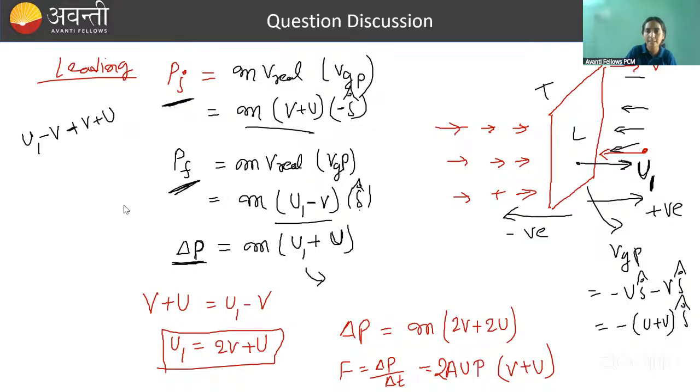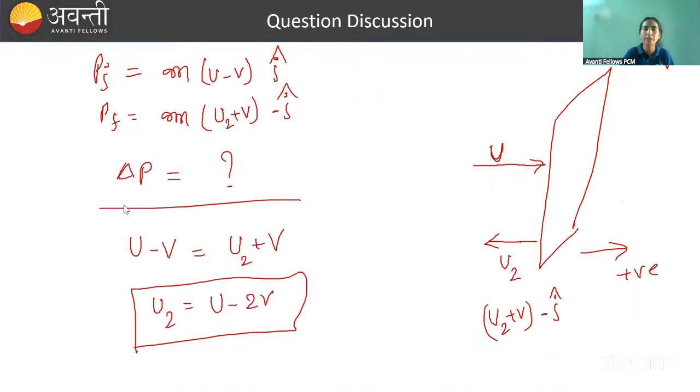So on this surface, gas is striking like this. So the force on the plate and the force acted on the gas by the plate will be the same by Newton's third law. So the force acting on the plate, F1, we wrote F1 as this delta P by delta T, 2A u rho (v plus u). Similarly, you need to calculate F2. Here F2 will act on the plate in which direction? This direction. So F1 is acting in this direction, F2 is acting in this direction. Net force we will calculate here, but for that first you need to calculate delta P.